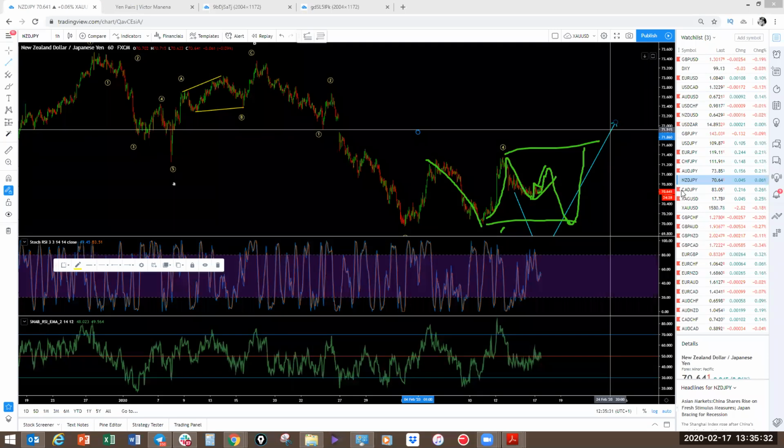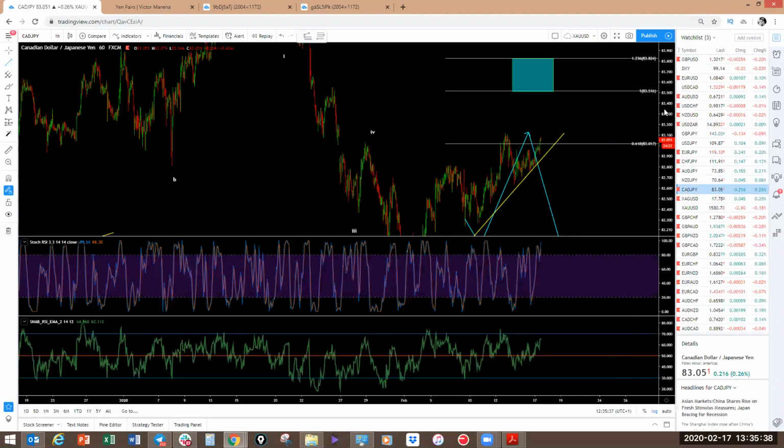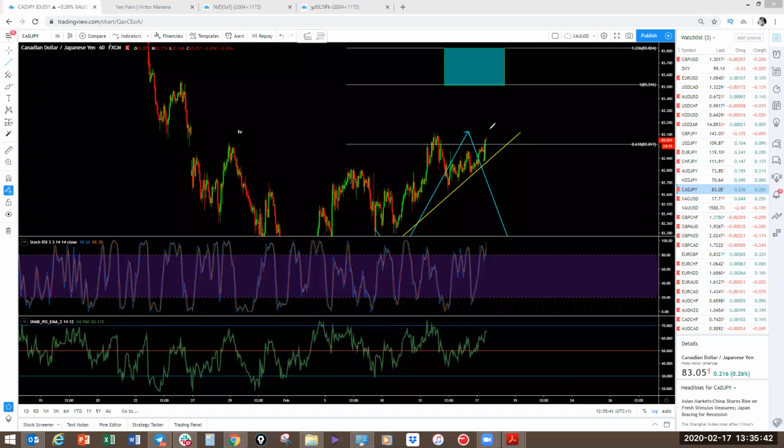Let's look at CAD yen. We already looked at it. I gave an example with CAD yen that as much as we wanted to push higher, we wanted to come down. Indicators still showing that we still have some time to go to the top before coming down.